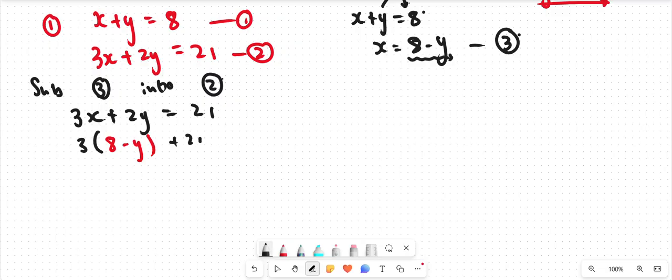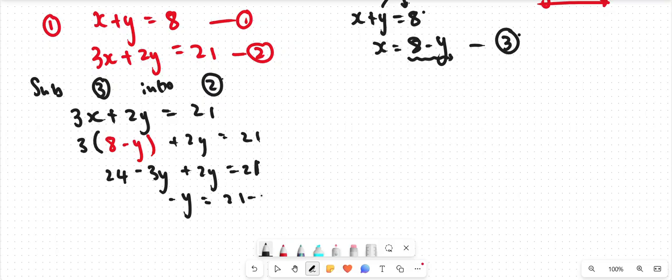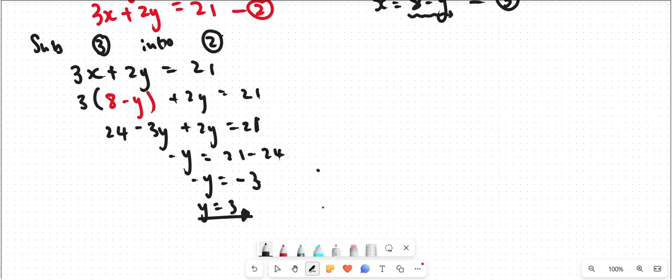I still have my plus 2y, and this is all equal to 21. Then I need to expand those brackets, and what you will notice is that only one variable is present now. So 3 times that gives me 24. 3 times y gives me a minus 3y, plus 2y is equal to 21. And this and that gives me a minus y. 21 minus 24. Negative y is a negative 3, and so y is a positive 3. So there is one of the values that I'm looking for, which is y equal to a positive 3.